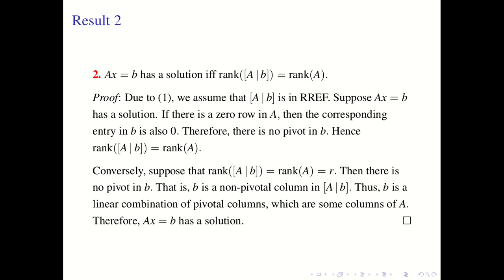But now we have already seen that if you take a matrix in its row reduced echelon form, every non-pivotal column is a linear combination of pivotal columns. Now the pivotal columns are all columns of A. Therefore, B is a linear combination of columns of A, and that says that Ax equal to B has a solution.